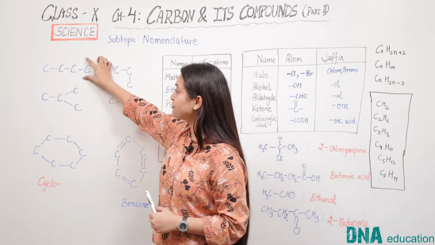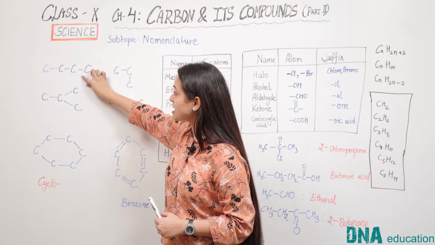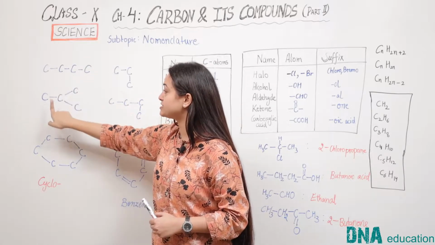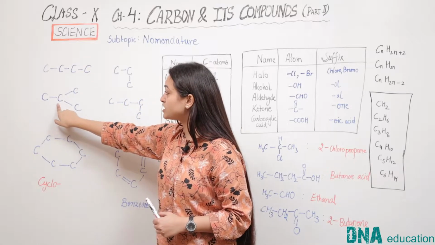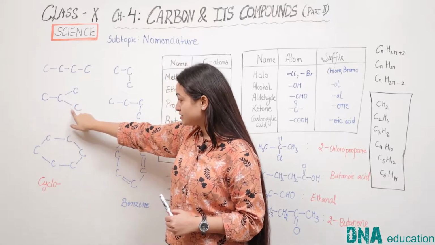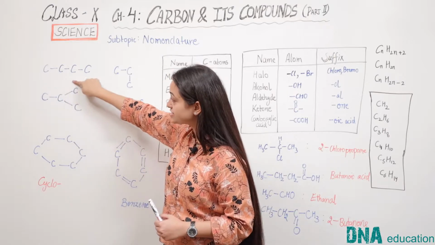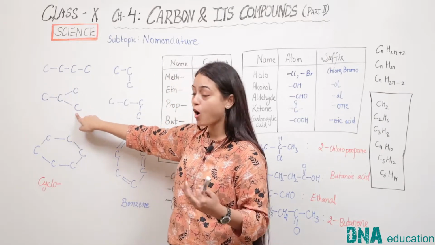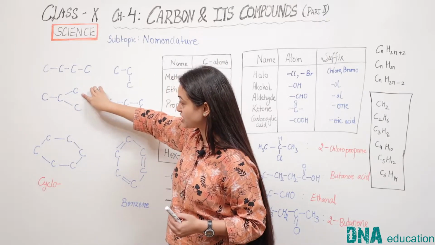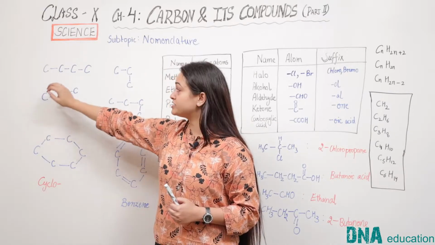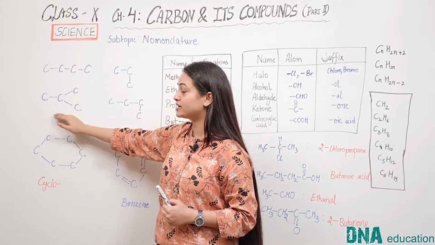Now suppose if I crop this last carbon atom and join it somewhere else in the middle, now this becomes a branch, because this is a chain with a branch. So we have understood what is a chain and what is a branch.